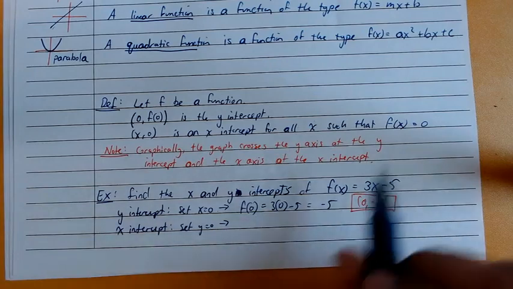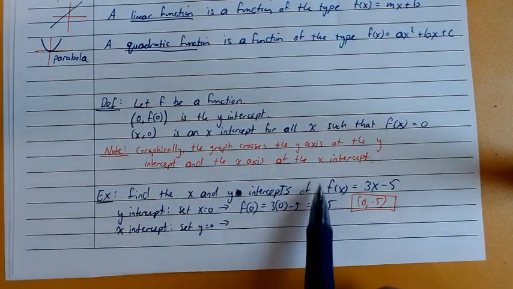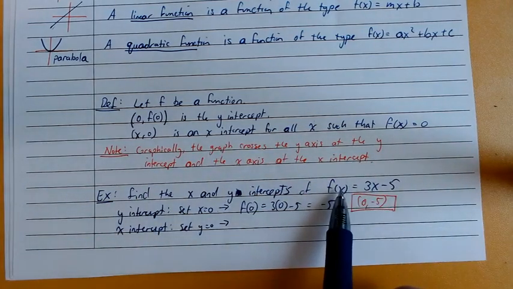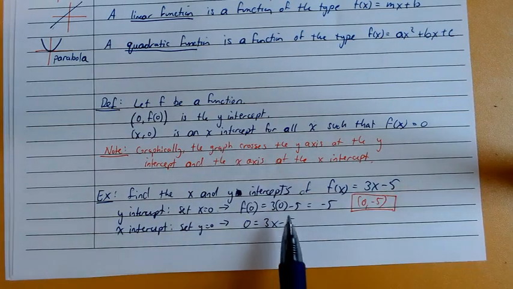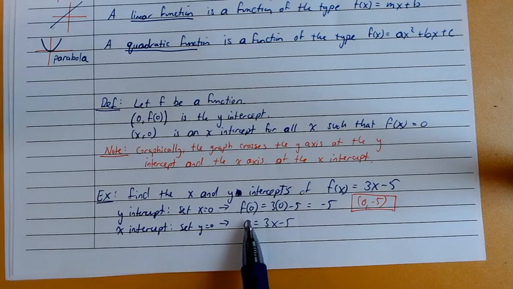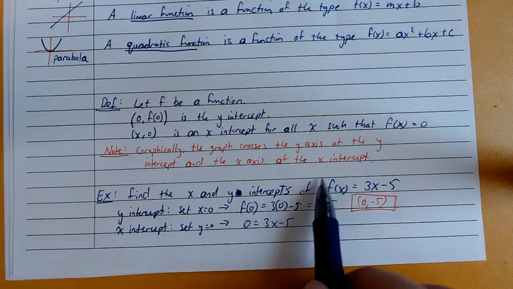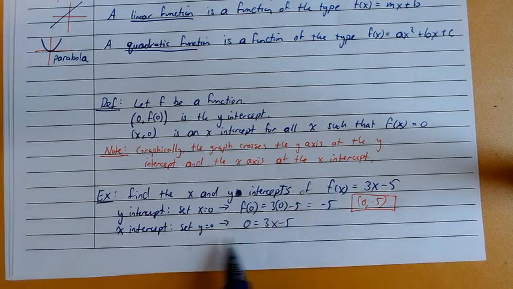Okay, so let's do that. Here, that's f of x, that's like saying that's your y. So 0 equals 3x minus 5. Notice that for the y-intercept, you're plugging in a 0 into just the x. For the x-intercept, you're substituting the entire f of x as 0. All right, you're setting your y equal to 0.